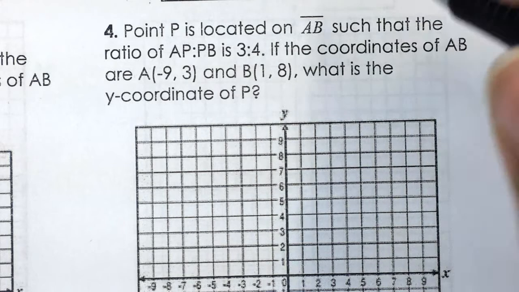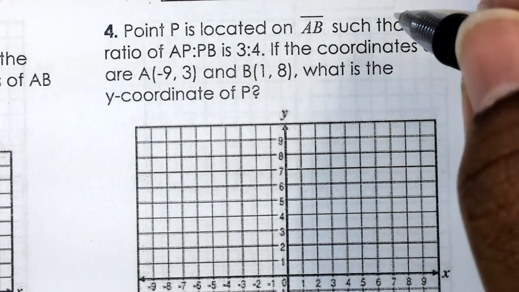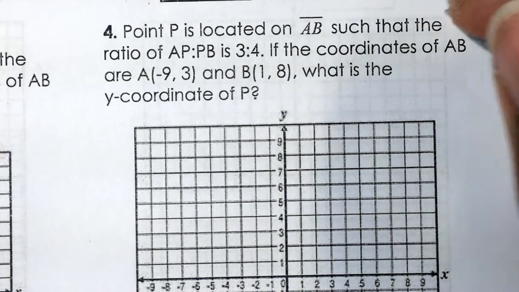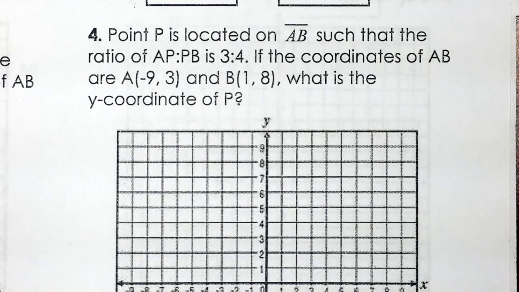Alright, number 4. Point P is located on AB such that the split is AP to PB at 3 to 4. 3 to 4 is my split. How many segments is that, Billy?